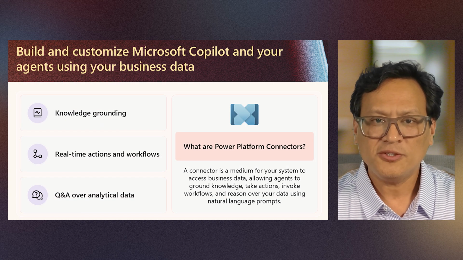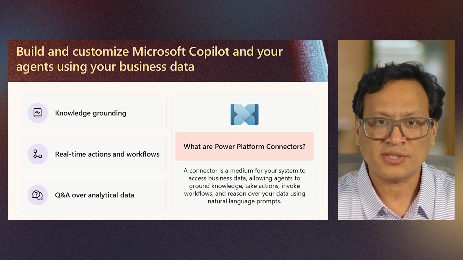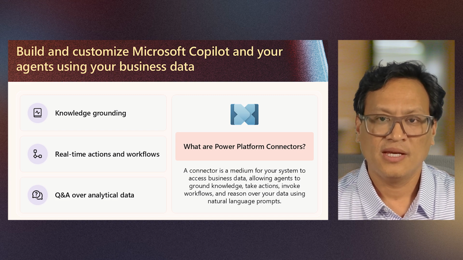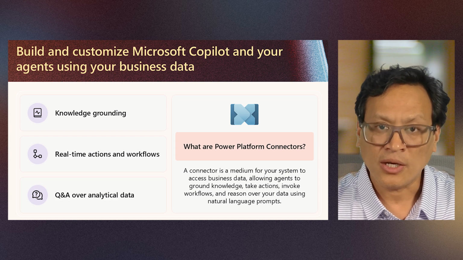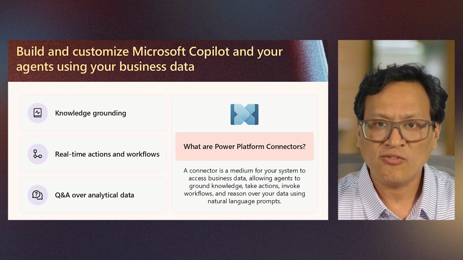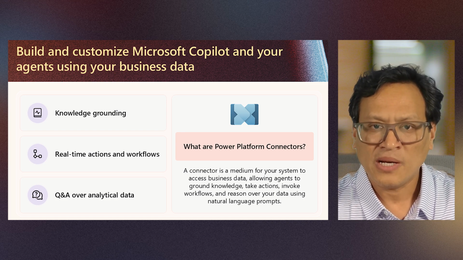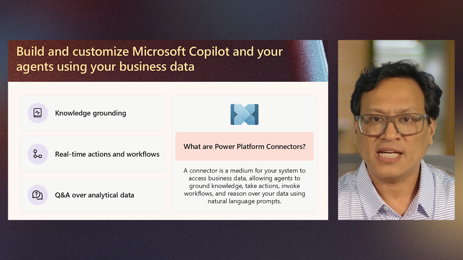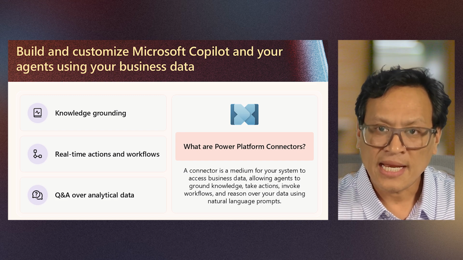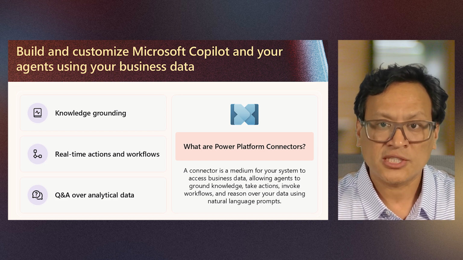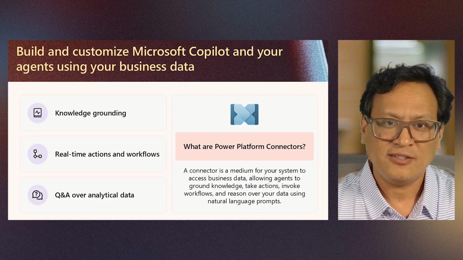Well, all you need to do is to build your agent in Copilot Studio and add your data as a knowledge source using Power Platform connectors. These connectors bring business data to your agents. It allows your agents to ground knowledge, take actions, invoke workflows, and reason over data using natural language prompts. If you have a Power Platform connector today, any action for the connector is available to agents in Copilot Studio. But you can also enhance your connector to work as a knowledge source, just like we did with Databricks. And for that, I invite Nitin to talk about it.